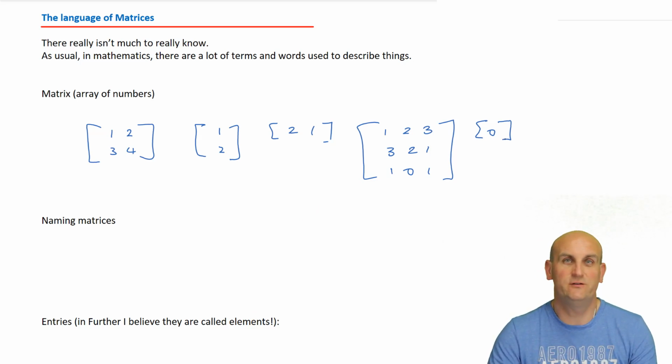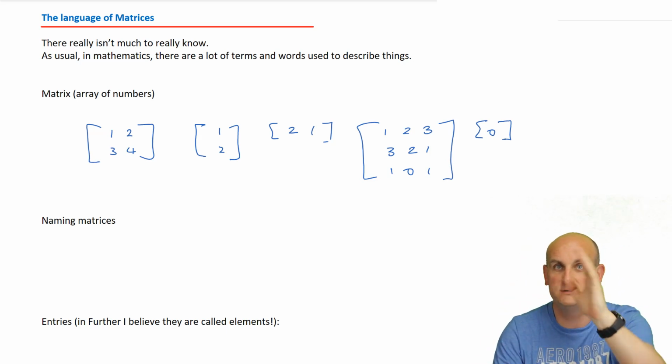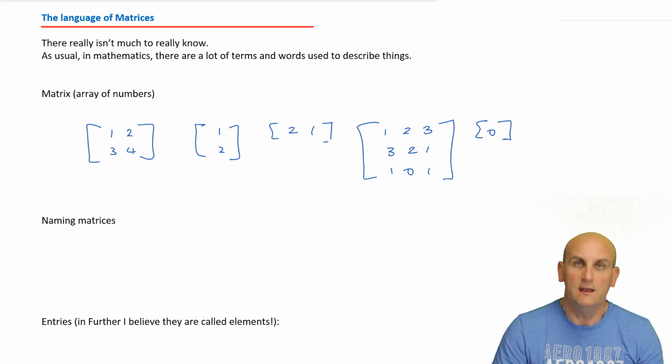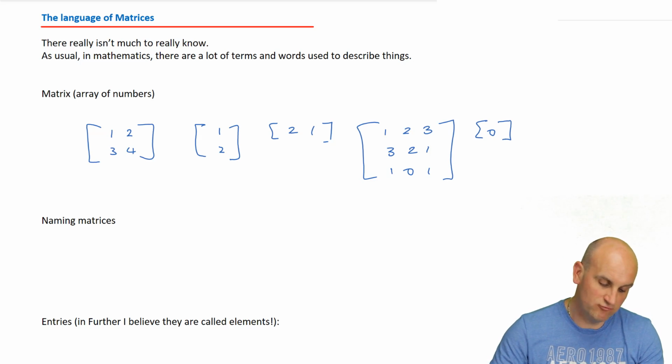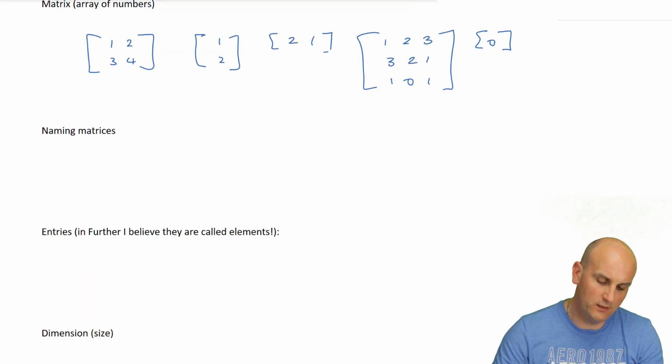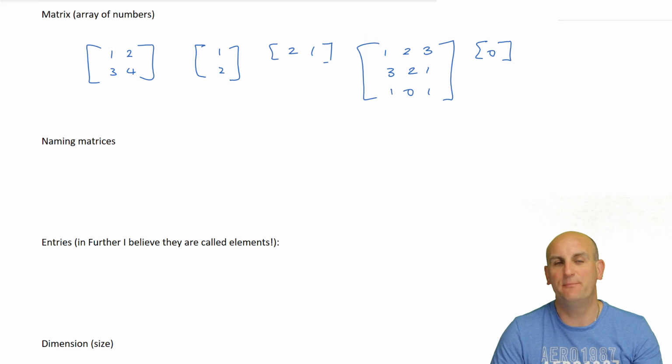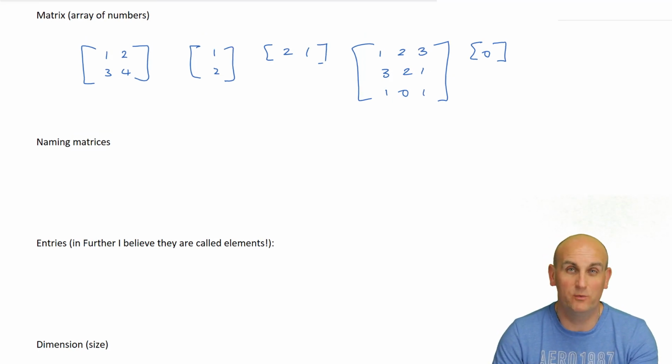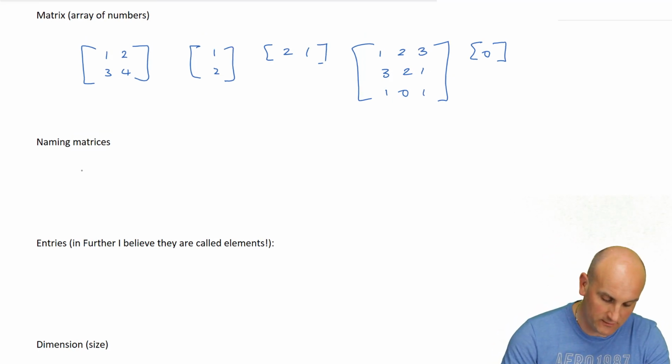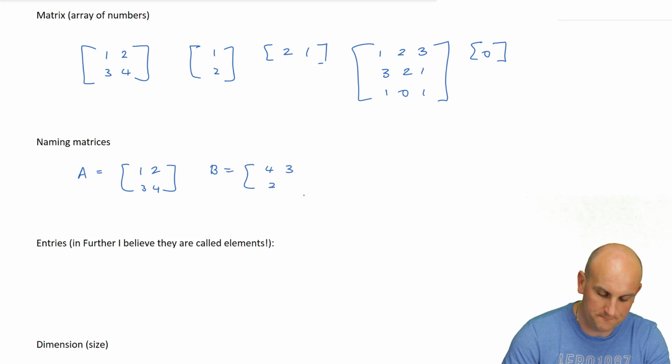But basically, matrices are just drawn with those square brackets and numbers inside them, organized into rows and columns. Now, naming matrices, again, is something that's relatively simple. The way we tend to name a matrix is by giving it a capital letter, and in a textbook, it will be a bold capital letter. So we may say, for example, that A is defined as 1, 2, 3, 4, and B is defined as 4, 3, 2, and 1.